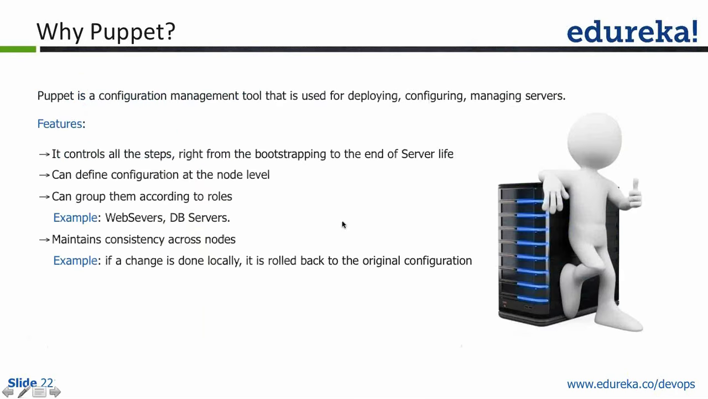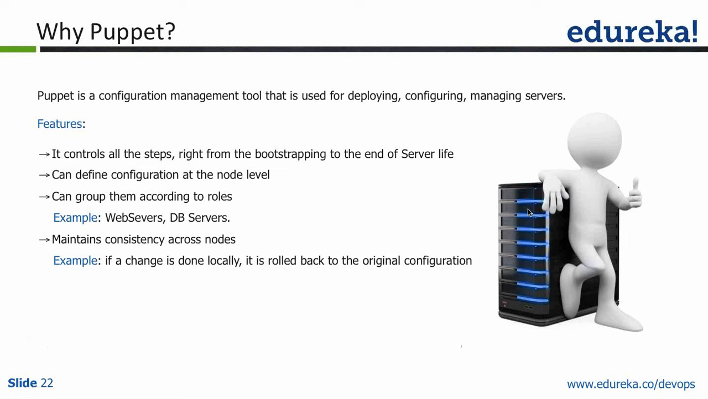So why Puppet? Puppet is a config management tool that's used for deploying, configuring, and managing servers. Deploying, again, we are talking not about application deployment, but infrastructure deployment. Some of the features that Puppet provides: it controls all the steps right from bootstrapping to the end of server life. So right from provisioning or configuring the host to the end of server life, if you want to really retire the server, Puppet can take care of that part.